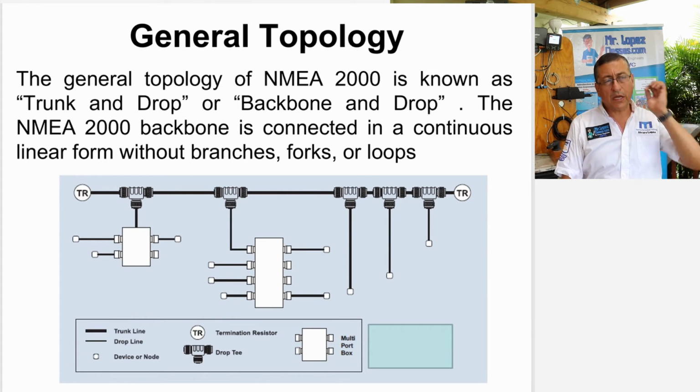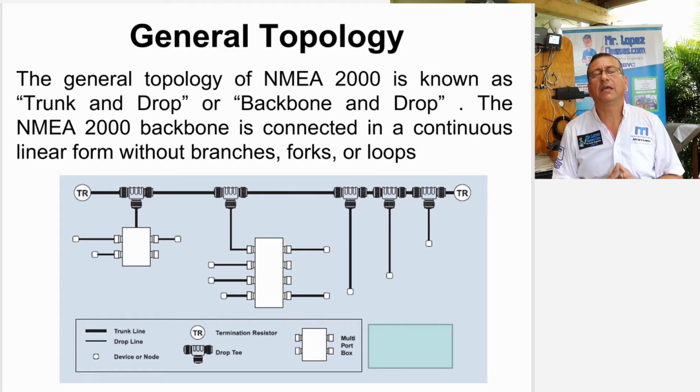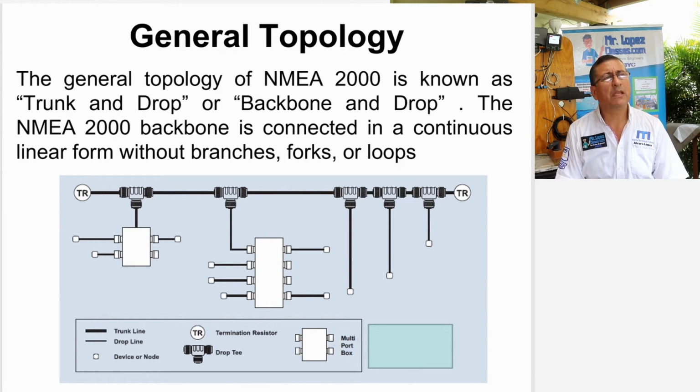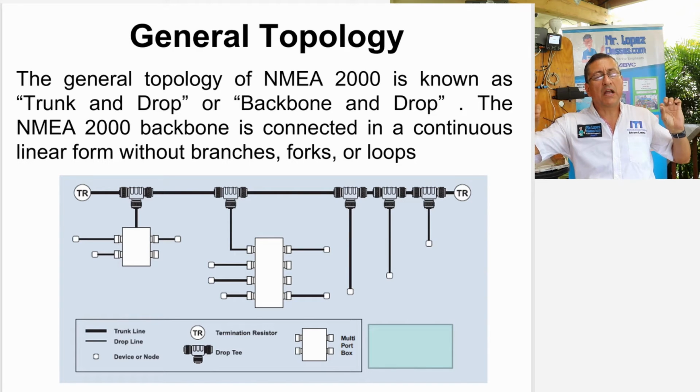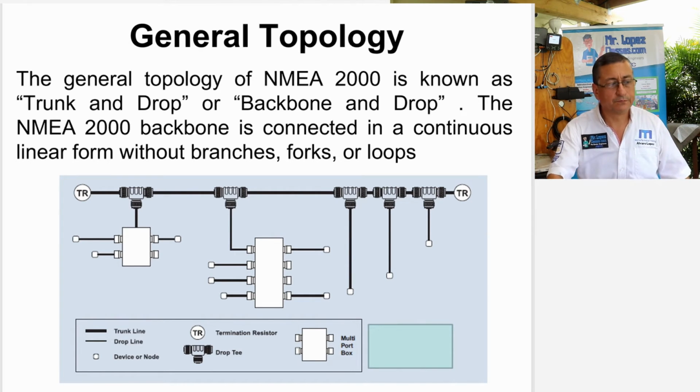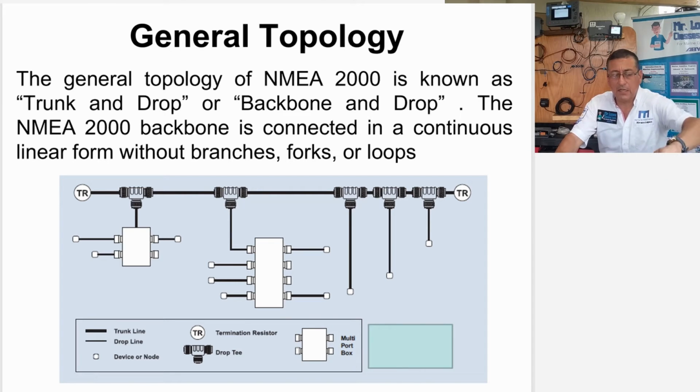Alright, and right now we are going to start to talk about the different types of topology. There are different types of topologies, but in marine application basically there are 2 topologies commonly used, and the most common is one of those topologies. Right now we are going to explain. The general topology of NMEA 2000 is known as a trunk and drop, or backbone and drop. The NMEA 2000 backbone is connected in a continuous linear form without branches, forks or loops. Okay, let me continue.